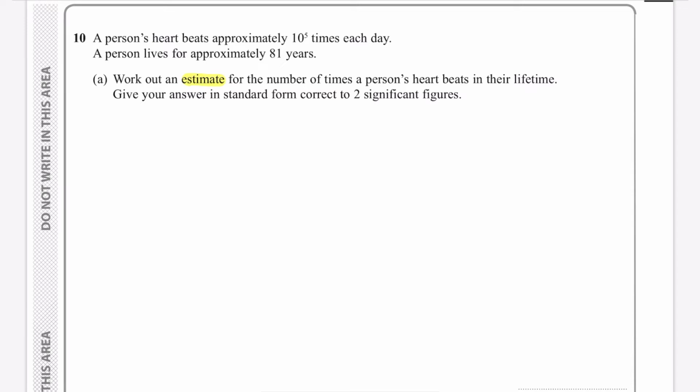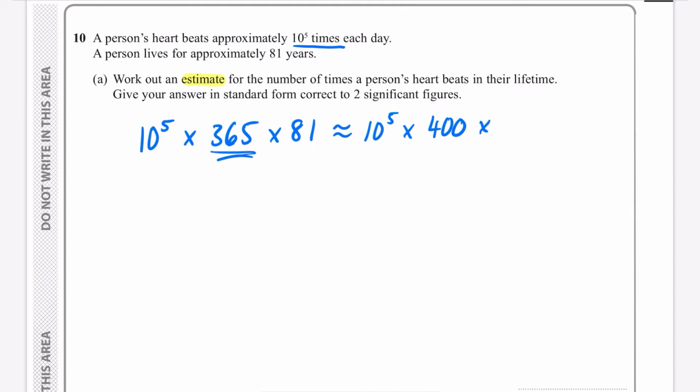So I think we could say that there's 10 to the power of 5 times each day. In 1 year, there would be 10 to the power of 5 times 365. And in 81 years, we would multiply it by 81. But I'm going to approximate this. So I'm actually going to do 10 to the power of 5. I'm going to multiply that by something. Instead of 365, I'll round it to 1 significant figure, to 400. And instead of doing 81, I'm just going to times it by 80. So that's 10 to the power of 5 times the 4 times the 8.